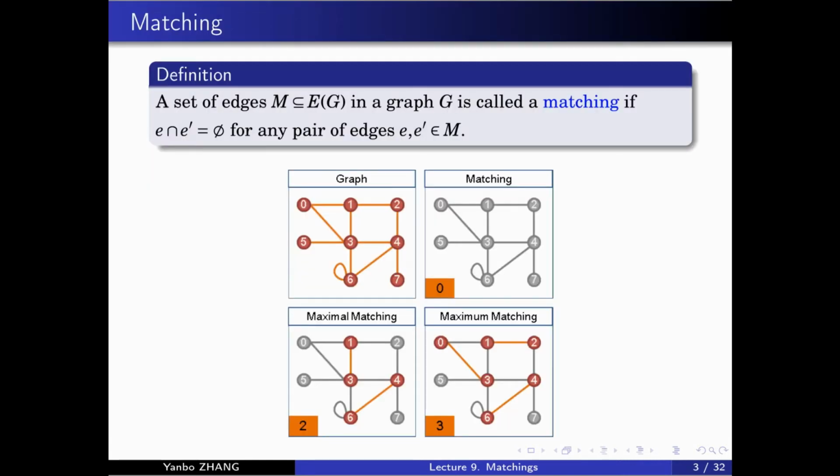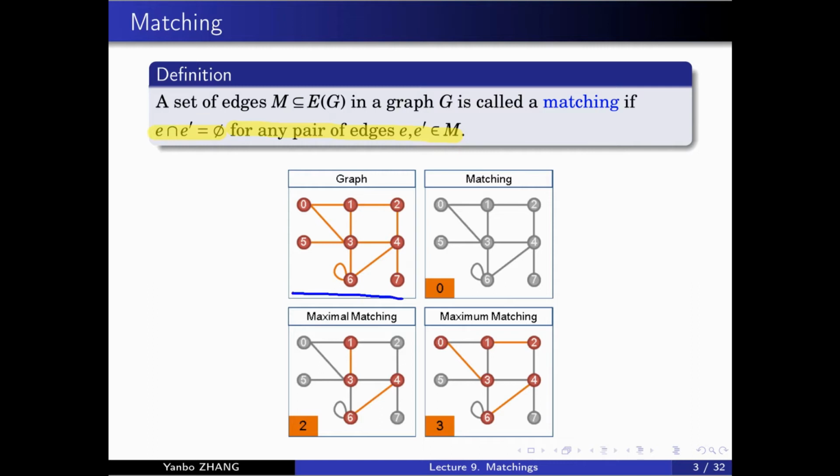This is the definition of a matching. A set of edges M, which is a subset of E(G), in a graph G is called a matching if the following condition is satisfied. For any pair of edges e, e prime belonging to M, e intersection e prime equals the empty set. That is, the edges in a matching are vertex disjoint. Any two of the edges do not share a common vertex.